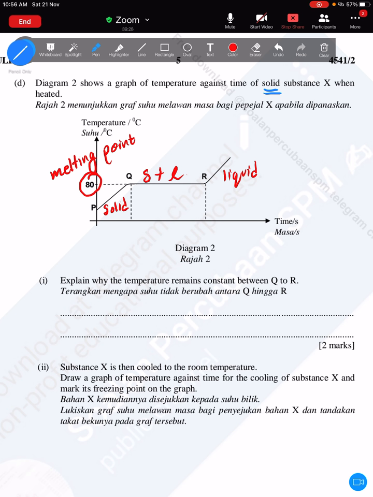Guys, kalau dia tanya macam ni, if they ask you this question, it's very simple. You just remember you are gaining the energy, heat energy. You use that heat energy to break the attraction force, to overcome the attraction force. That's why there is no changes in the temperature between the Q and R.